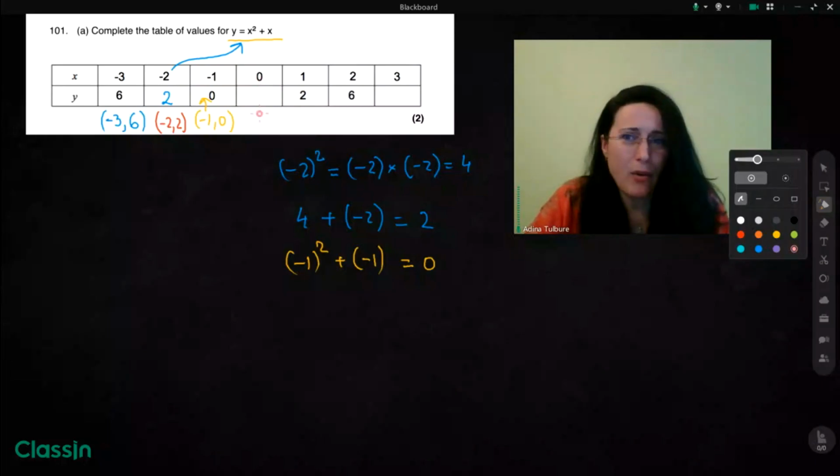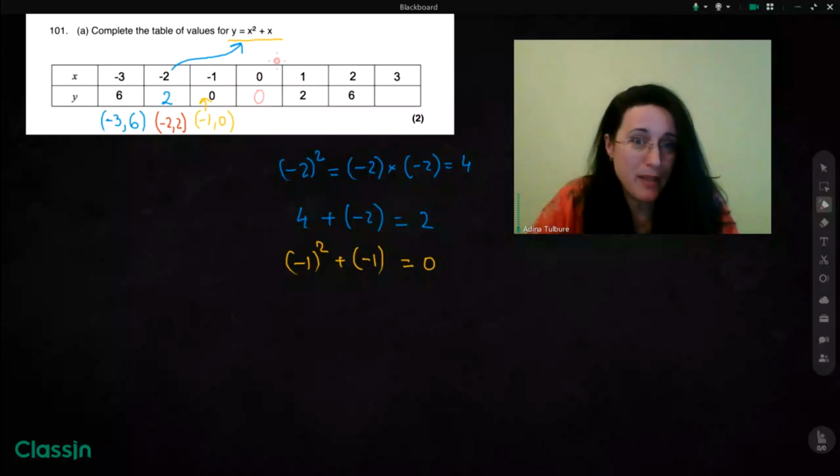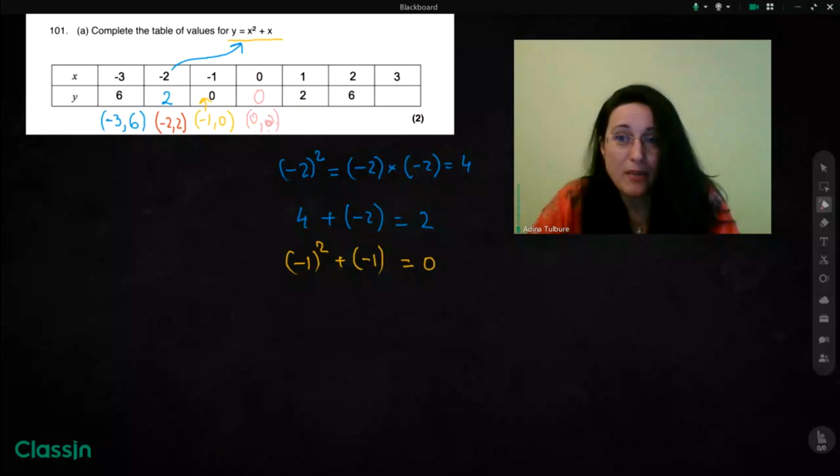When x is 0, y will also be 0. Why? Because 0 squared will be 0, and plus another 0 will be 0. So our next point is 0, 0.